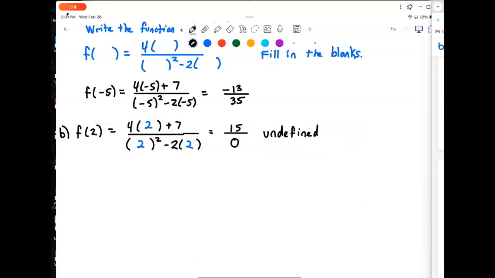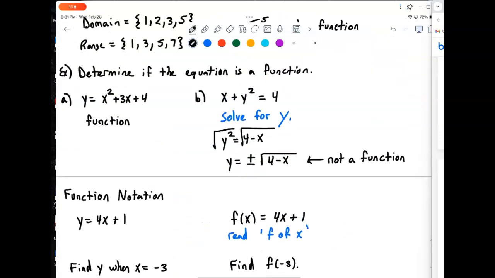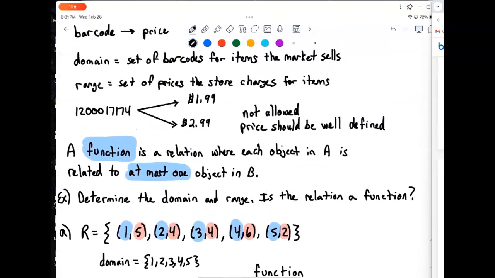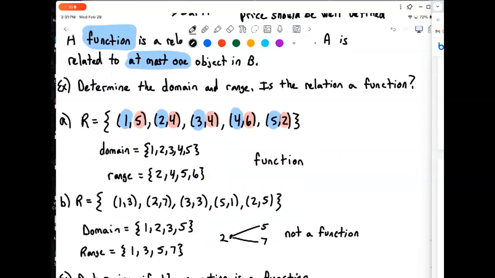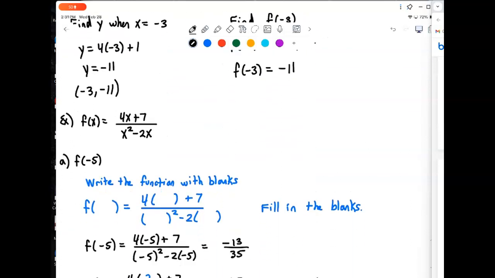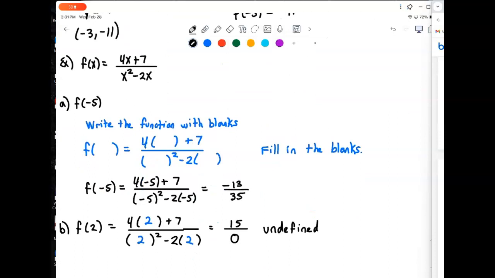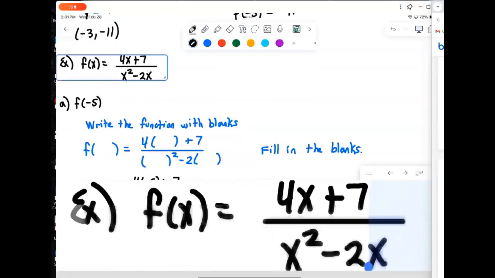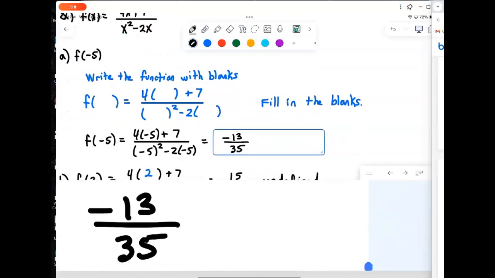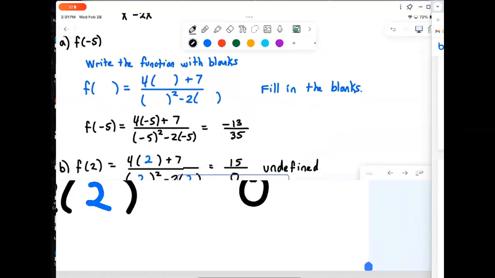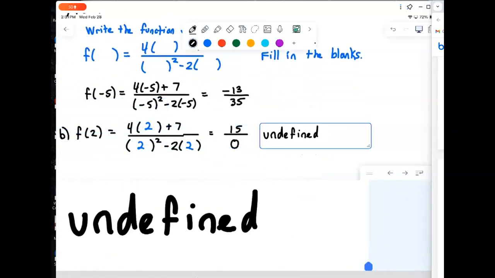And that's okay, because remember, that's why our function was saying the phrase at most 1, meaning 1 or none. So in this case, we saw f of negative 5 had just the 1 value, f of negative 5 was negative 13/35. Here, f of 2 is undefined. It doesn't have a value. Okay, so both of those fit the at most.